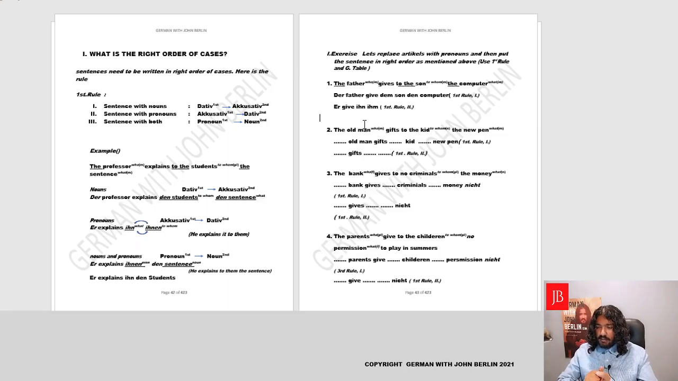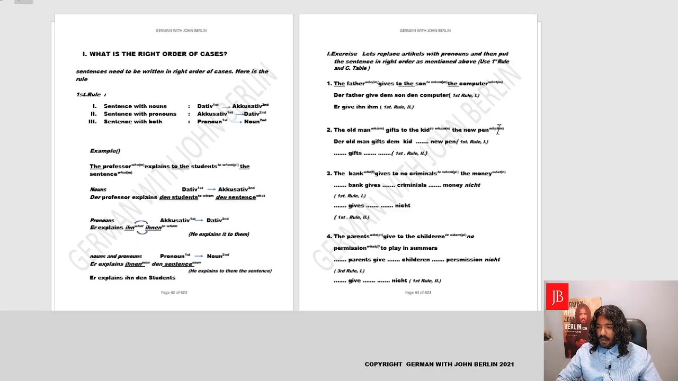The old man gifts to the kid the new pen. Again, who gifts? Nominative, masculine. Der, die, das, die. Masculine is der. The old man gifts to the kid. To whom? It's neutrum. Kid is neutrum. So we'll go to whom, which is dative, and neutrum, it's dem, der, dem. So we'll write dem Kind.